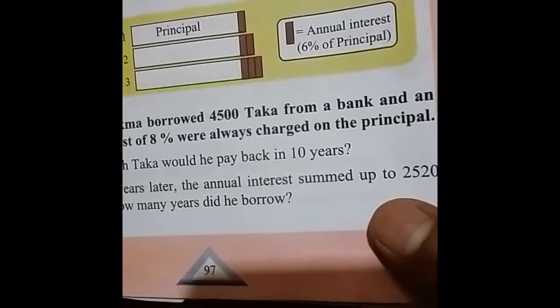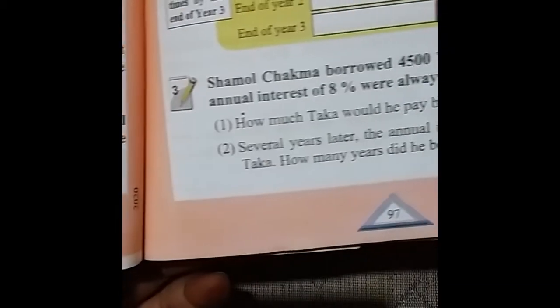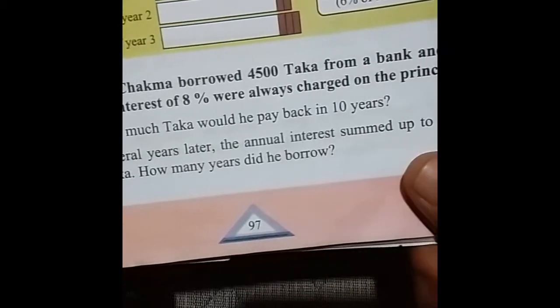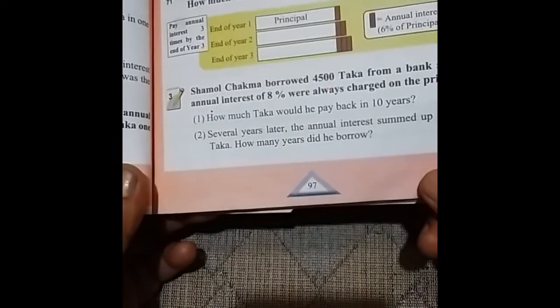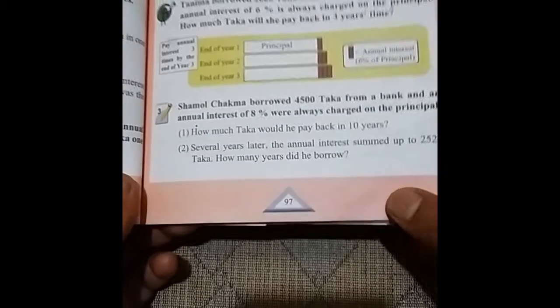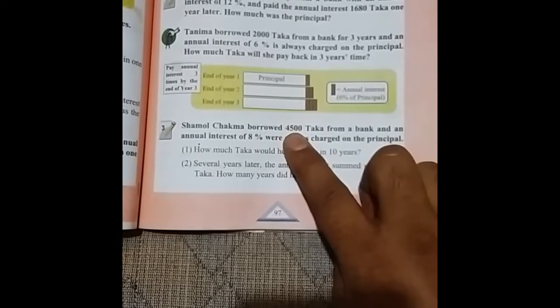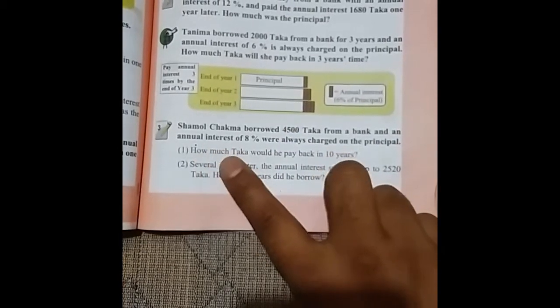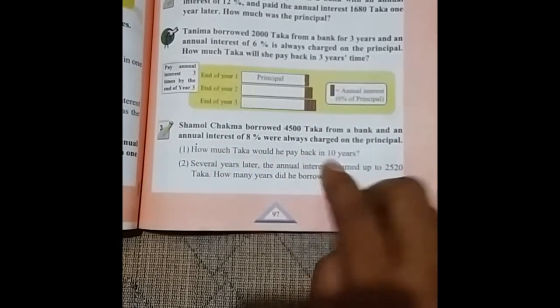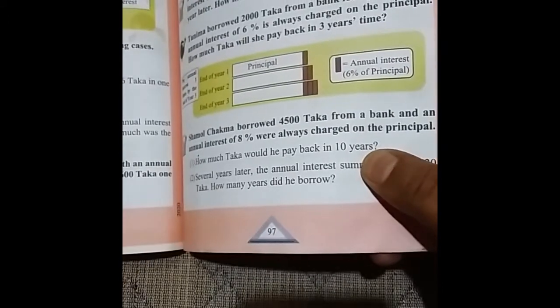From a bank, annual interest of 8% was always charged on the principal. I mean, annual interest is how much? 8%. And principal is how much? 4,500 taka. So the first requirement is: how much taka would he pay back in 10 years?